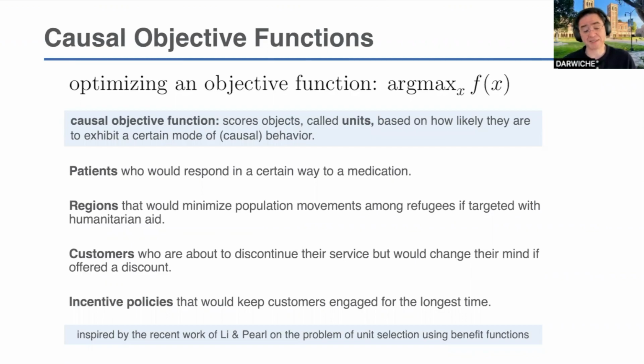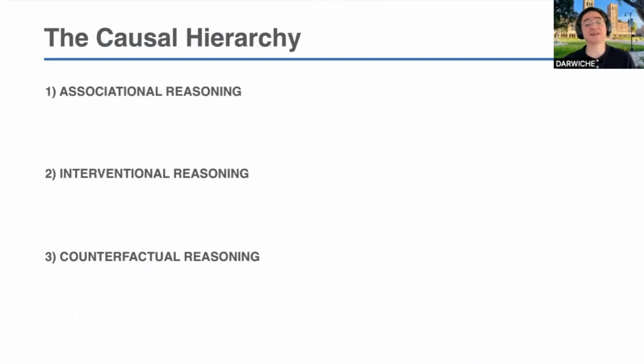Now, to get started, we have to do a quick review of the basic elements we need to be able to express a causal objective function. And here we'll have to talk about the causal hierarchy. And later in the talk, I'll give you a pointer to online tutorials that elaborate even more. The causal hierarchy is a theory in causality that evolved over the last few decades and talks about three types of reasoning: associational, interventional, and counterfactual. In each one of these types of reasoning, we're computing probabilities of a certain type.